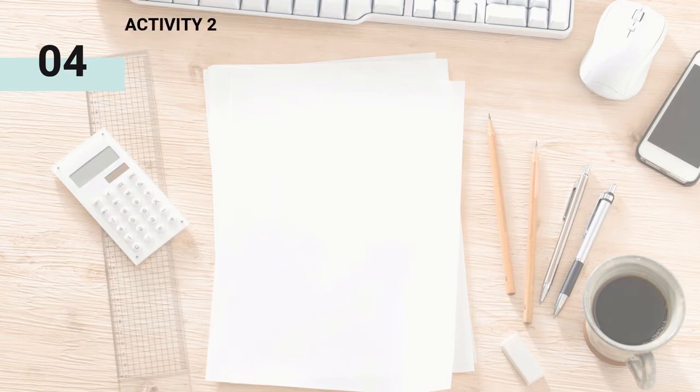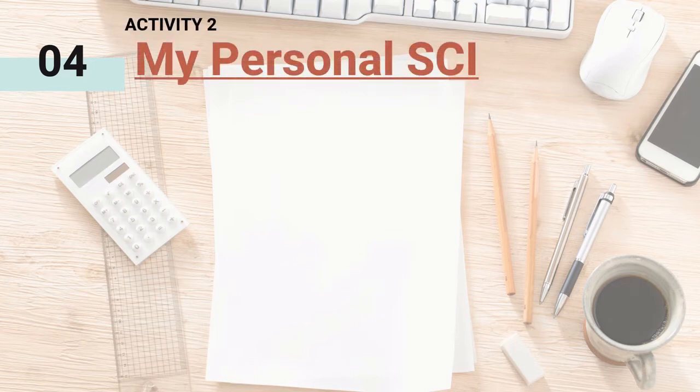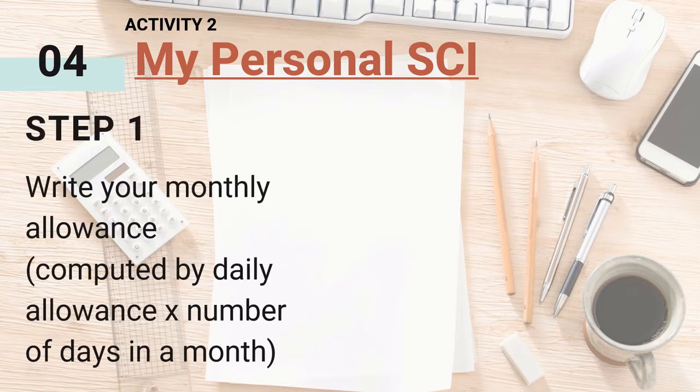For activity number 2, sa lesson 1 natin, you prepared your personal SFP. This time, ang gagawin nyo naman ay ang inyong personal SCI. Step 1, write your monthly allowance. That's computed by your daily allowance multiplied by the number of days in a month.